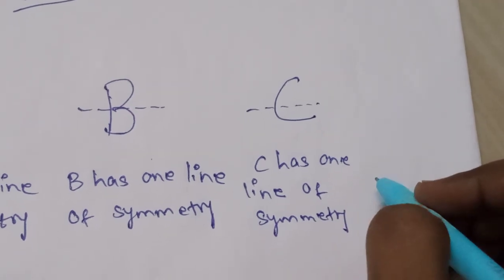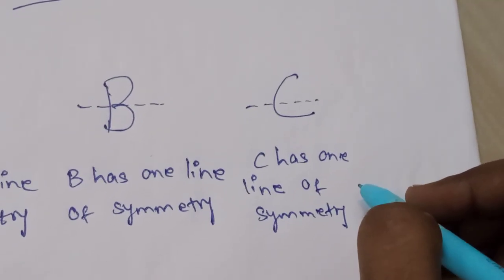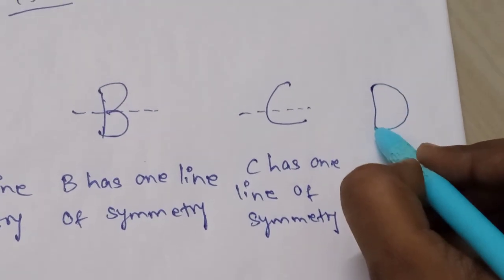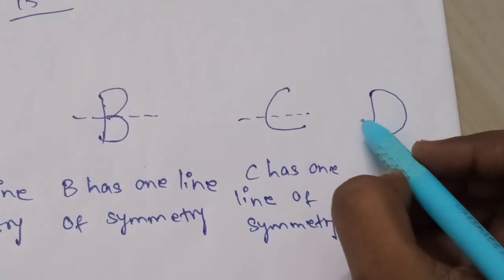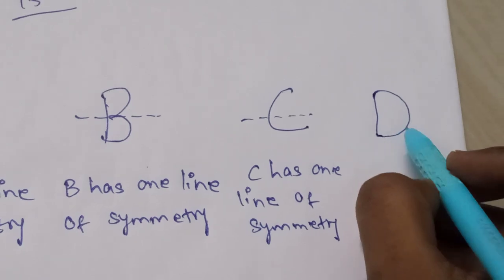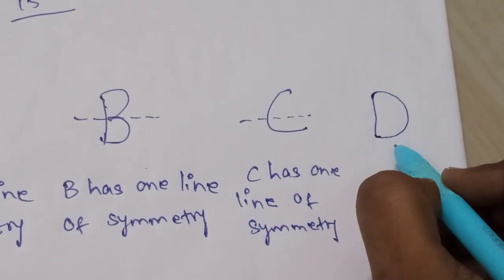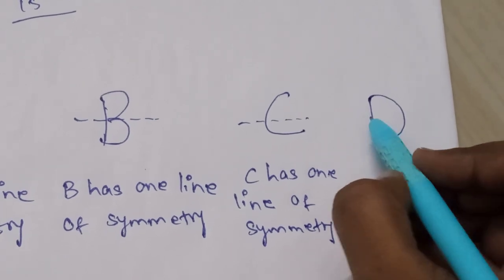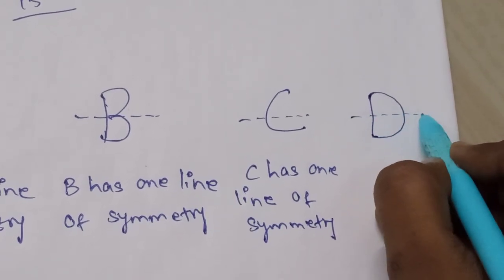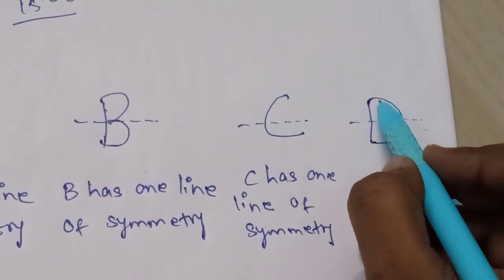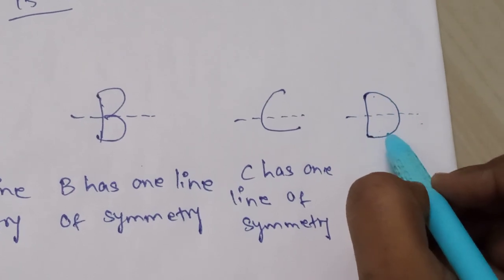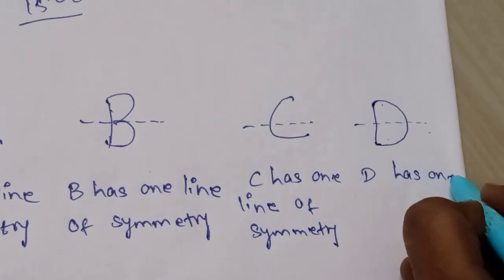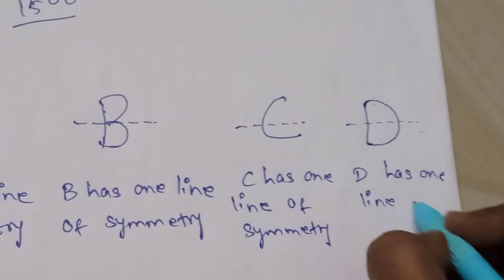You can make it better by using markers, sketches and all those things. You can buy stickers also for ABCD and you can divide it and provide it to your teachers. So how can we divide D? Can we divide it by this way? If we divide it by this way, it is not equal on both the sides. So we have to divide it by this way. If we divide it by this way, then both the sides are equal. So D has one line of symmetry.